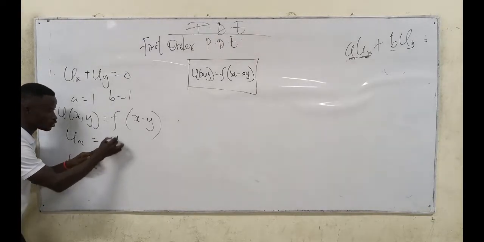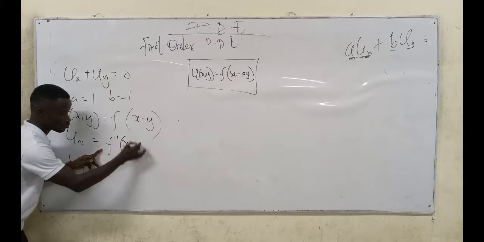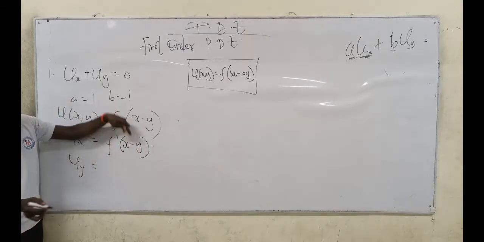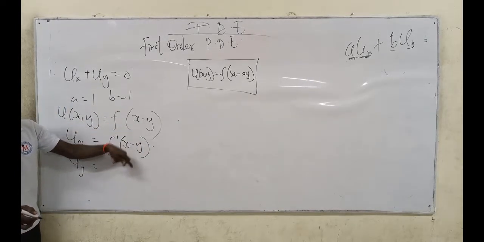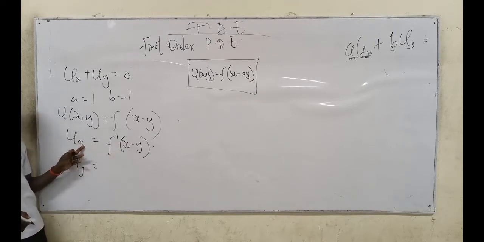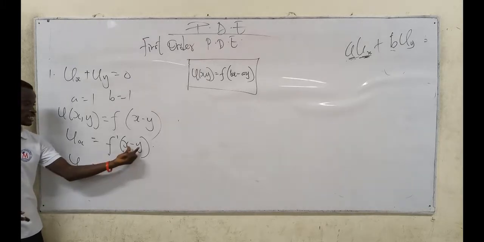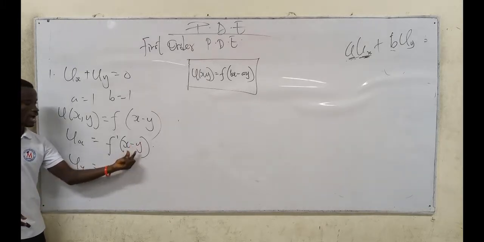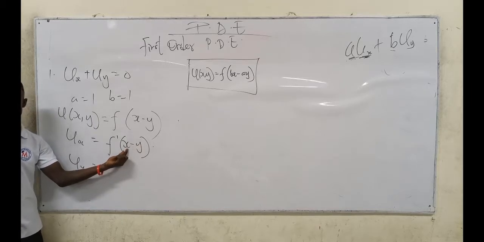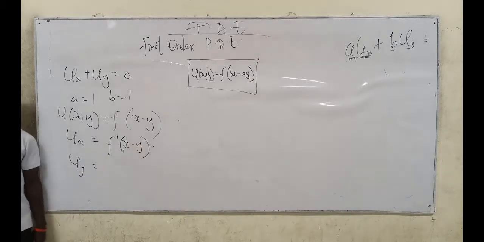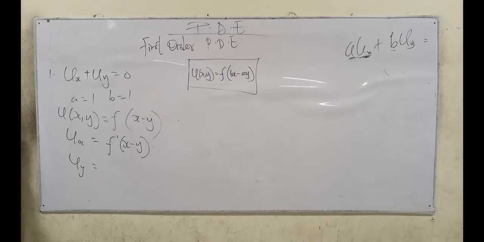Yeah, f prime. So you differentiate the whole thing. Now you differentiate the what? Inside. When you differentiate the inside, we are treating with respect to x, so we are treating y as what? Constant. That means this will be what? Zero. And when we differentiate this, what will we get? One. So it will remain the same. Always clear. Clear.